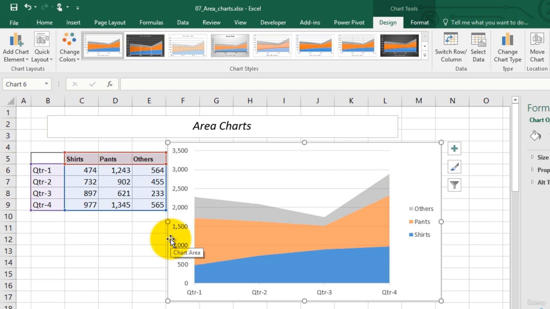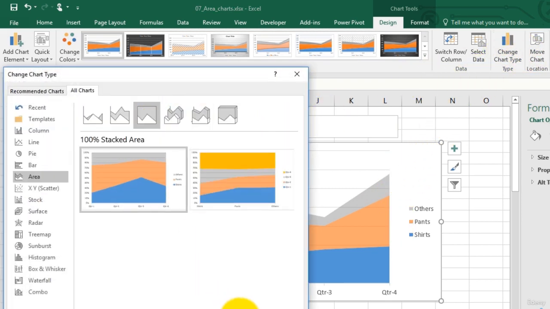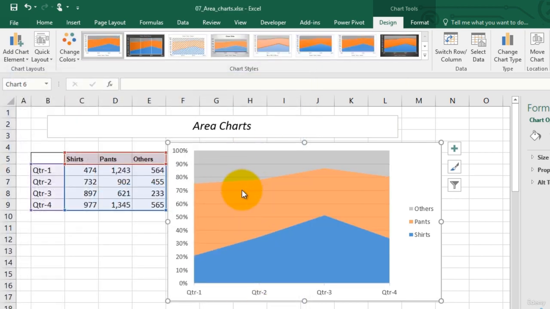And just like bar charts and line charts, the third option in this graph also is a 100% stacked area chart, in which the total will be set to 100% and the contribution of each individual product will be shown as a percentage of total.